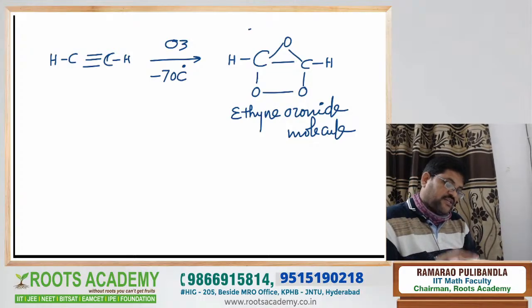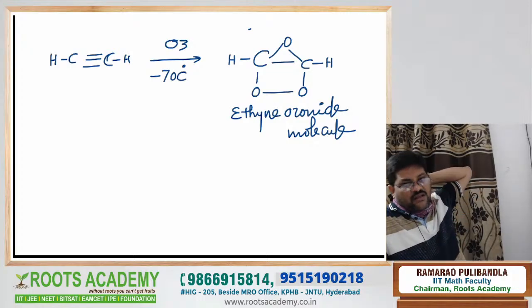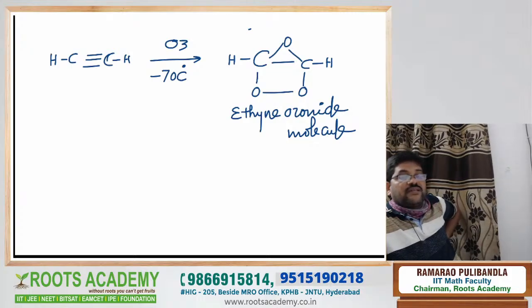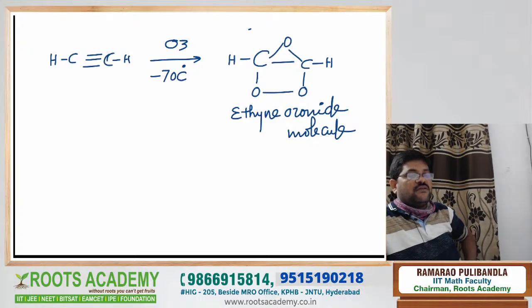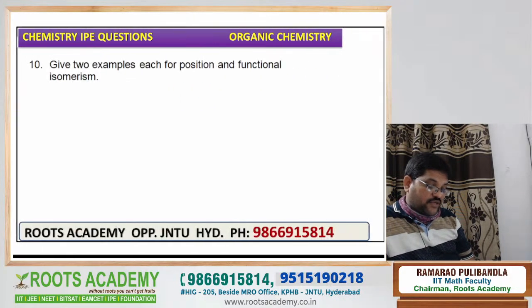And take the next question. Simple logic: ozone gas reacts with the unsaturated hydrocarbons, the alkenes and alkynes. Ozone gas itself is unstable at room temperature, that's why it is handled at minus 70. The ozone gas attacks the pi bonds and you get the ethine ozonoid molecule.